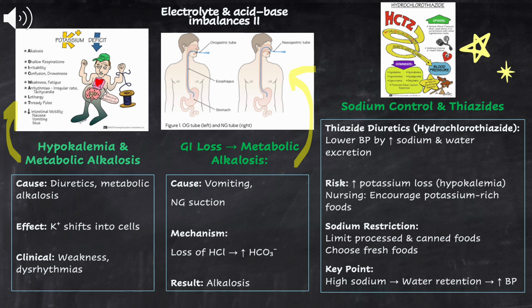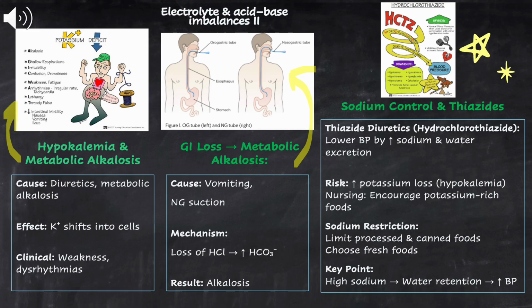First, hypokalemia and metabolic alkalosis. Common causes include diuretics and metabolic alkalosis. In alkalosis, potassium shifts into cells, which lowers serum potassium levels. Clinically, patients may experience muscle weakness and dysrhythmias. Cardiac monitoring is essential when potassium is low.